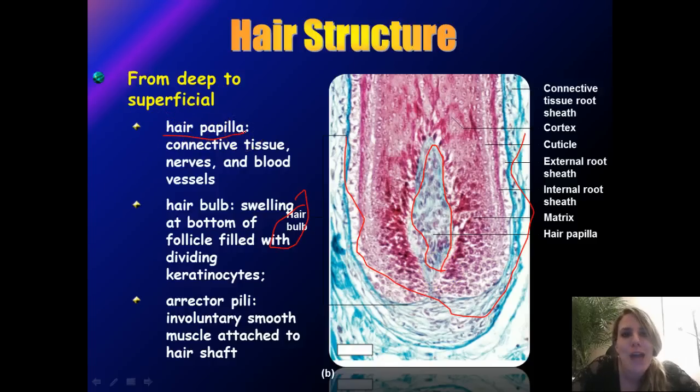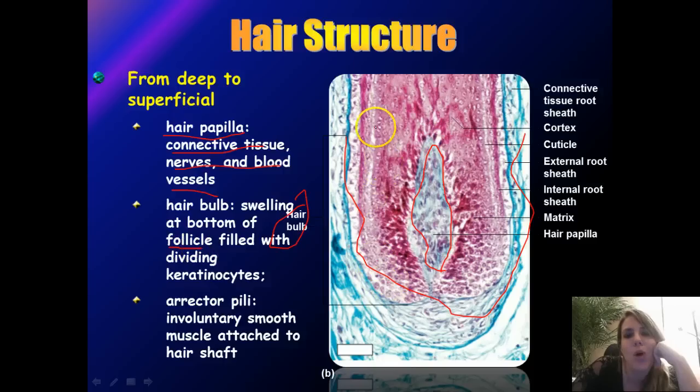It's a hair nipple. And the hair papilla is a lot of connective tissue in there, some nerves, and blood vessels. So when someone pulls your hair and it hurts, that's because you're messing with the nerves that are inside your hair papilla. Those are living cells in there. But again, the bulb is the swelling at the bottom of the follicle. So the whole space that all this stuff is in is the follicle.